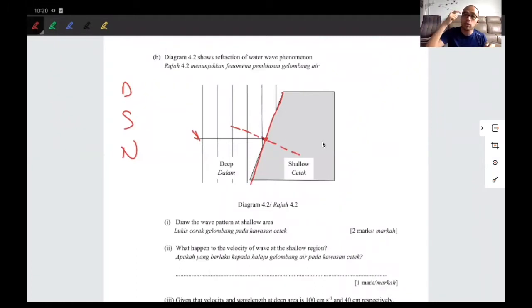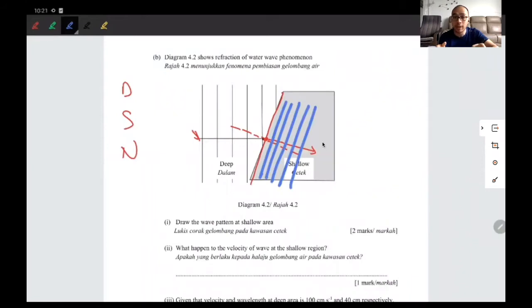Now we know deep to shallow goes nearer to the normal. So that means our wave is going to propagate this way, making a very small angle to this line. If the wave moves this way, then you can draw the wave pattern. The wave pattern will look like this. And don't forget that the wavelength must be smaller than in the deep side. Here the wavelength is big, here the wavelength is small, because it's in shallow water.